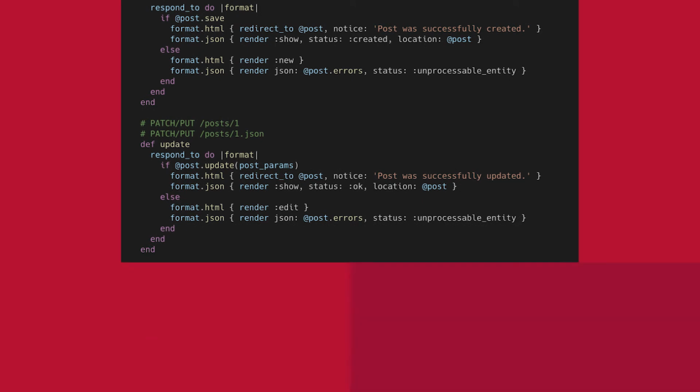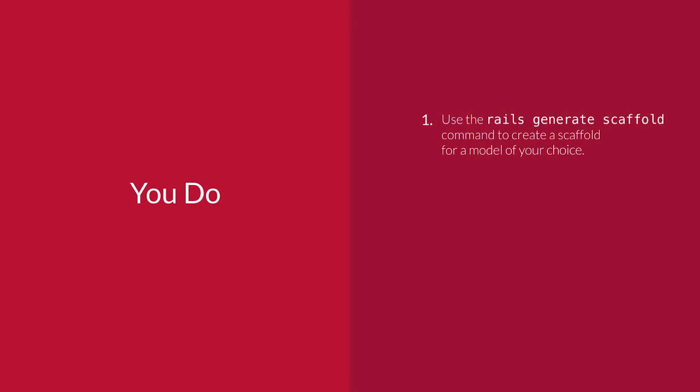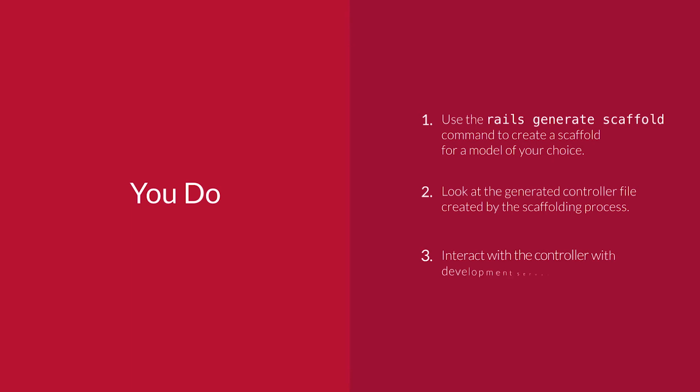This next part you'll do on your own. Use the Rails generate scaffold command in order to create a scaffold for a model of your choice. After doing so, look at the controller file that was generated as part of the scaffolding process. Interact with the controller using the development server, and make sure you're able to utilize each of the 7 RESTful actions that were automatically generated on the controller.